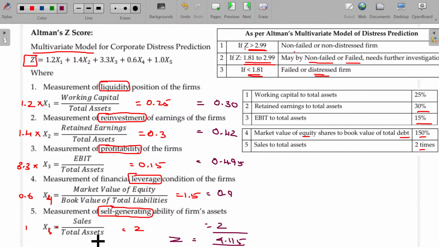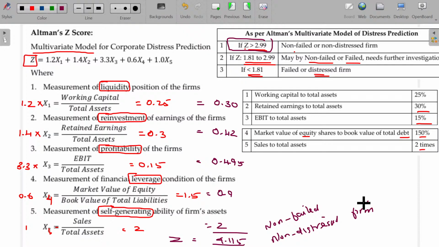As the Z value is 4.115, naturally this falls under the first case. So automatically this company has no distress, it is non-failed. It is not going to fail in due course. It is a non-distressed company. Okay, that's how you can name this Z score, the Altman Z score.